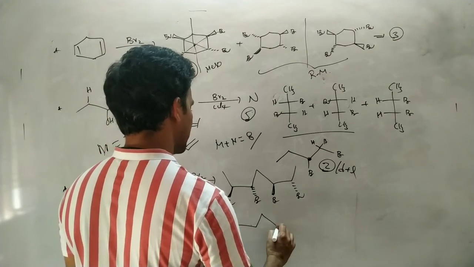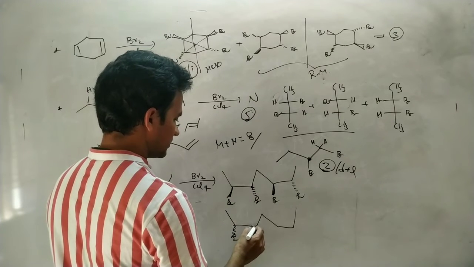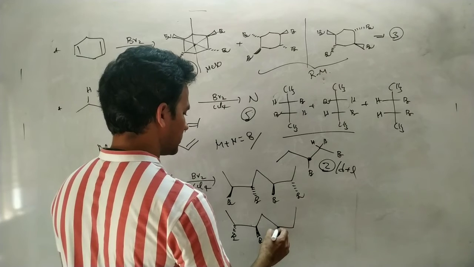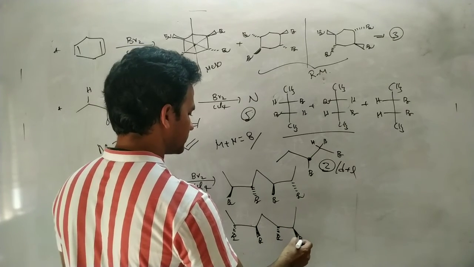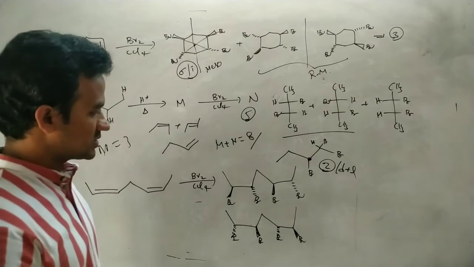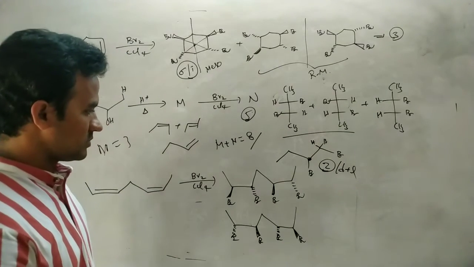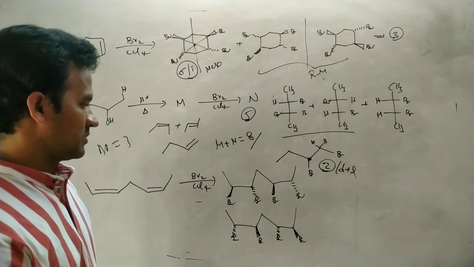Now in this case, we can write its mirror image. So here below the plane, this is above the plane. Next, this one below the plane, this one above the plane. These two are the mirror images. Here trans addition and here trans addition. These are the two products.